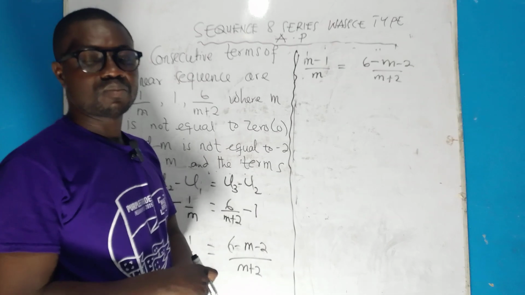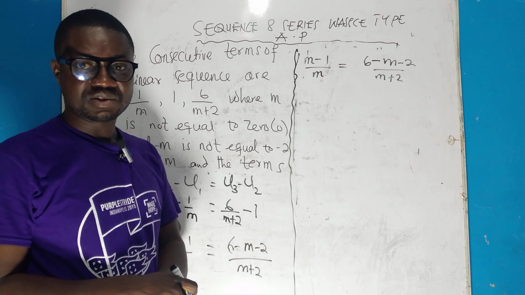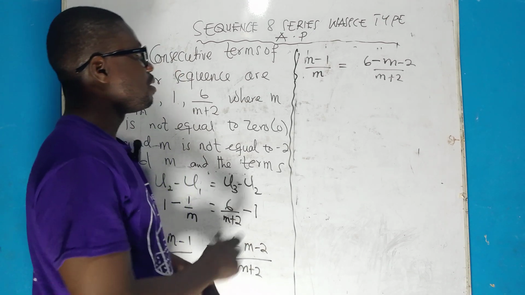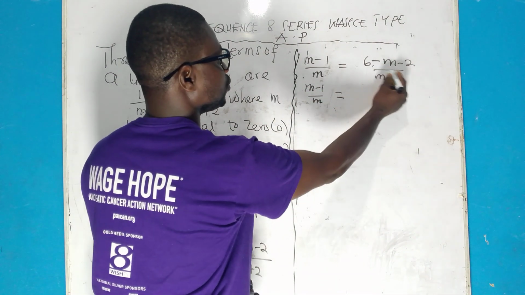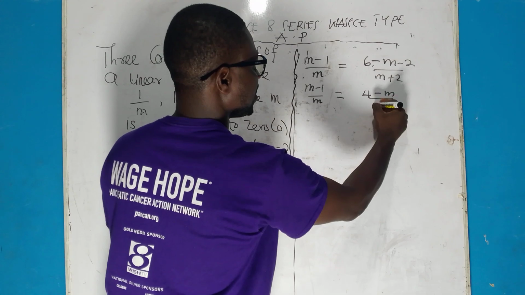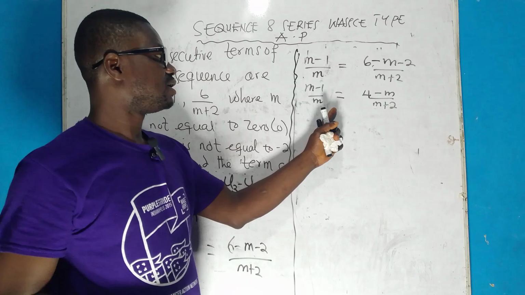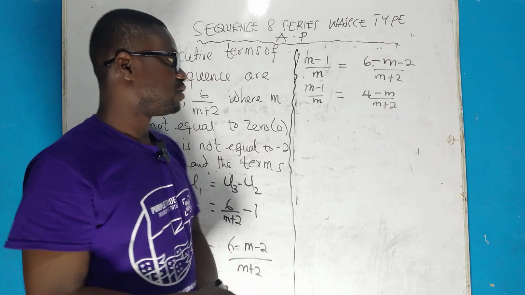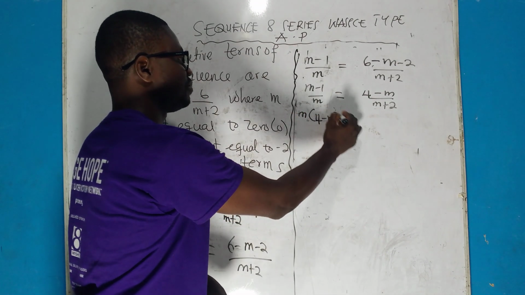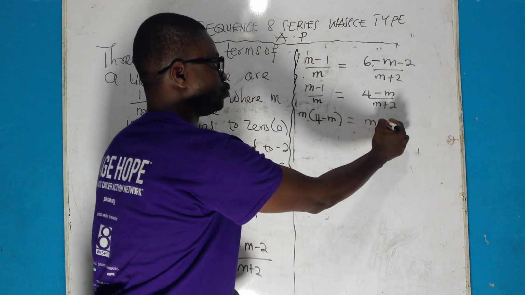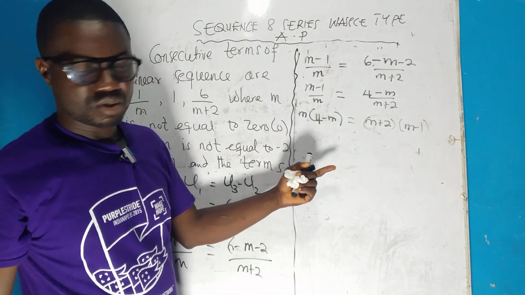Here you just have to cross multiply. When you cross multiply, we can easily simplify this question without any difficulty. But here, let's simplify this value: m minus 1 over m is equal to 4 minus m over m plus 2. You get it? So from here, you can now do a simple simplification. Let's multiply this to this. So we have m times 4 minus m, and on the other side, m plus 2 times m minus 1. So from here, you can now do your expansion.